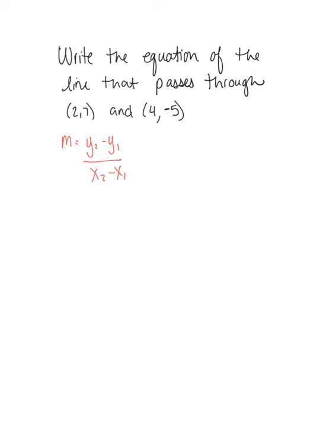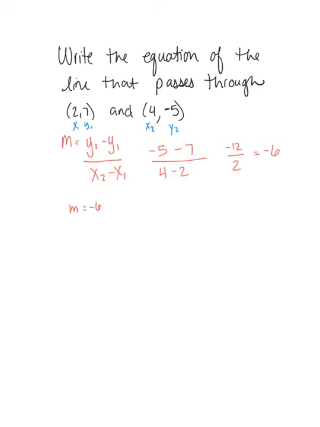I don't have a graph here, so I'm just going to use this slope formula. I'm going to label my coordinates x1, y1, x2, y2, and I'm going to plug the points into my formula. So for the top, the numerator, I'm going to put in -5 minus 7. And then in the denominator, I would have to do 4 minus 2. That simplifies to -12 over 2, or -6.